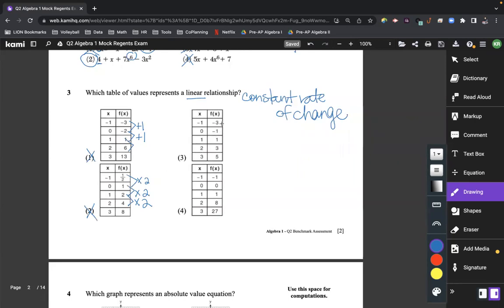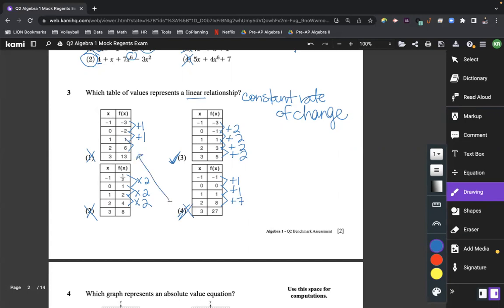So from negative 3 to negative 1, add 2. Negative 1 to 1, add 2. 1 to 3, add 2. 3 to 5, add 2. This could be the answer, but I'm going to hold off. Negative 1 to 0, add 1. 0 to 1, add 1. 1 to 7, that's a distance of 7. So this is not the answer.